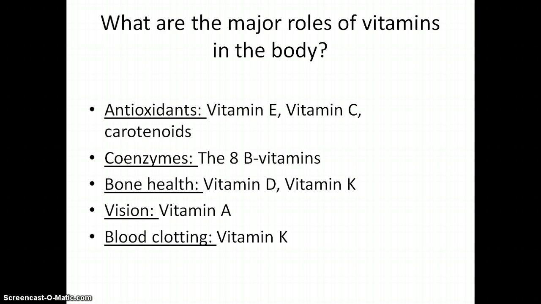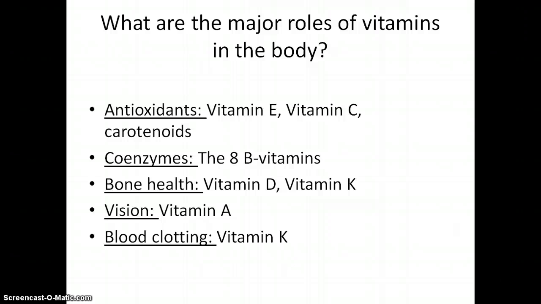Our coenzymes are kind of like the oil in a car. You have to have gas in the car to make it run, which is like your carbs, proteins, and fats, but the coenzymes are like the oil and the other parts in the car engine that help stimulate or keep things going, and that is your B vitamins.